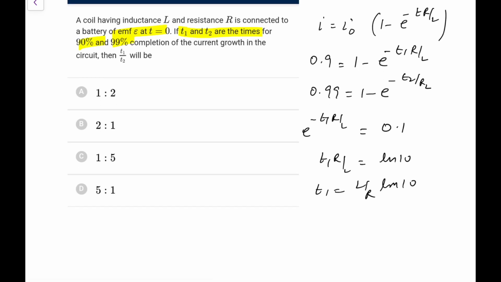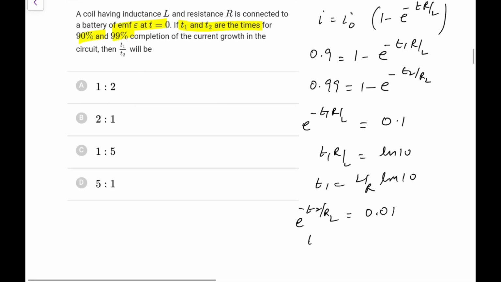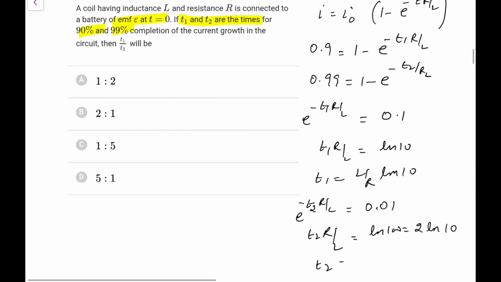And similarly, e to the power minus t2 R by L will come out as 0.01, so this is t2 R by L. If I inverse it, it is ln of 100, and ln of 100 you can write as 2 ln 10. So this t2 comes out as L by R into twice of ln 10, that you can say is twice of t1. So the time ratio would be 1:2. Go for option A in this case.